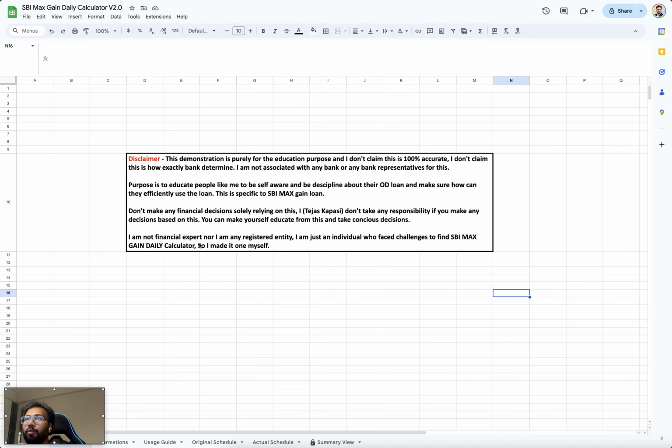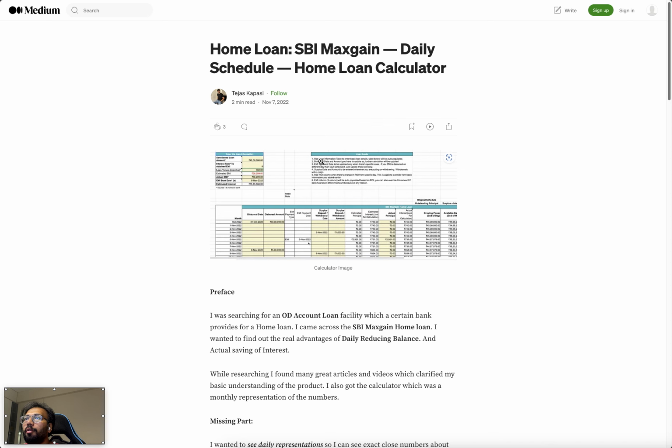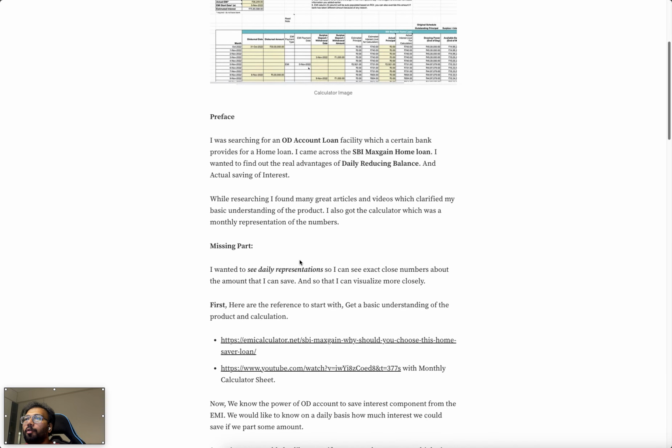Hello everyone, I'm Tejas Kapasi, and I got a lot of requests regarding the SBI Max Gain daily calculator, on which I had written a blog a couple of years ago. You can see, this is my blog regarding SBI Max Gain home loan and how it calculates the interest on a daily basis.